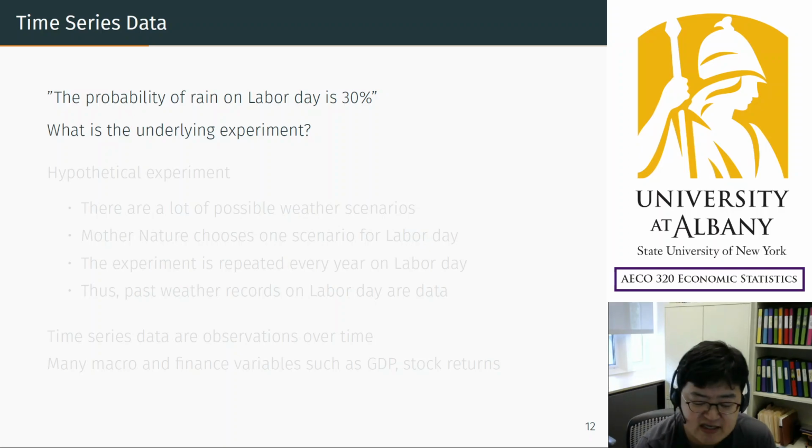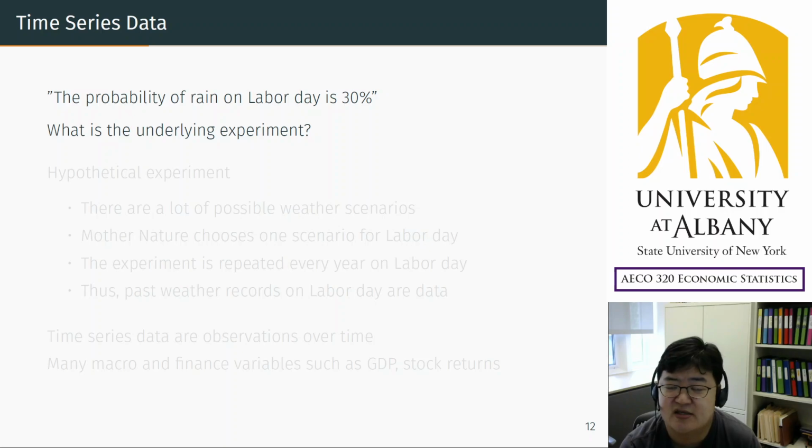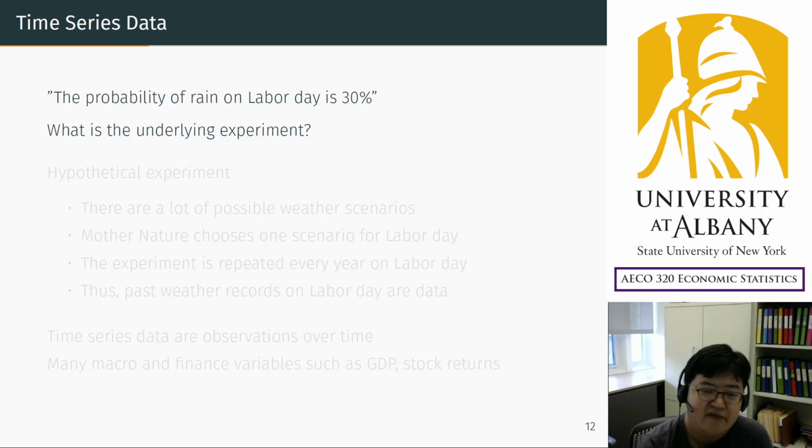Another type of data you may use is time series data. Time series data is a little bit weird. For example, let's think about this statement. The probability of rain on Labor Day is 30%. See, I say that sentence, and you know what it means. But let's carefully think about what the underlying experiment is. The sentence itself is not weird, but when you think about the underlying structure, it doesn't make any sense. How can we experiment with the rain, the weather, especially for a future date? How can it be possible?